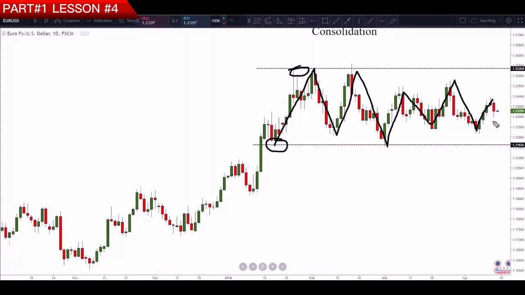And in this period of consolidation, what are we waiting for? We can take trades off of this support level. Let's go ahead and delete these drawings to make this easier to see. Here's our support, here's our resistance.